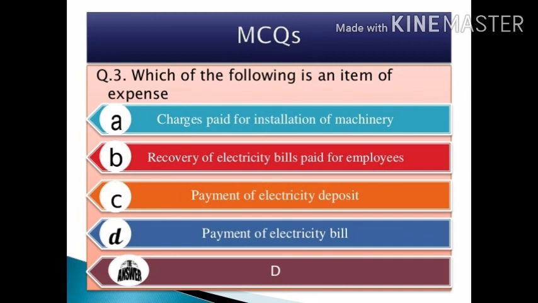Question number 3: which of the following is an item of expense? Charges paid for installation of machinery, recovery of electricity bills paid for employees, payment of electricity deposit, and payment of electricity bill. So the right answer is D, that is payment of electricity bill.